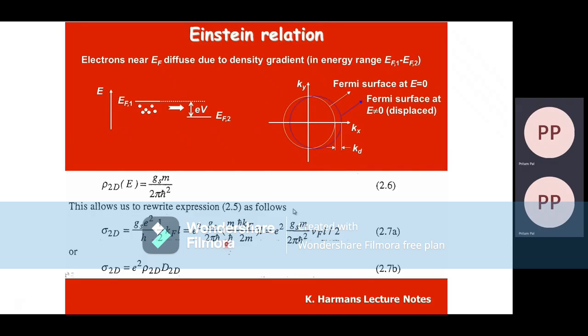If we substitute that into the conductivity, we can simply rewrite the previous expression, pulling out this density. After very simple math, we get that the conductivity in 2D is proportional to the density of states in 2D times the diffusion constant. This expression can also be generalized to 1D and also to 3D, which has the same functional form.